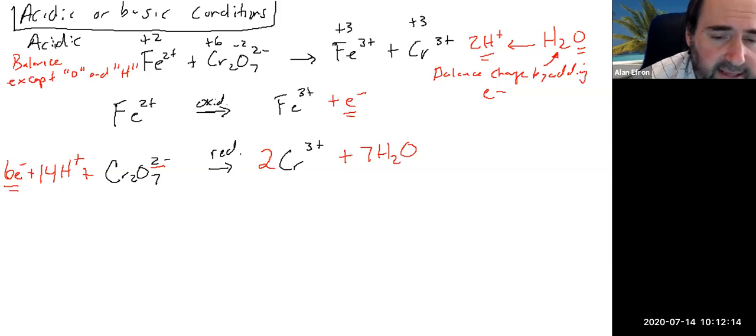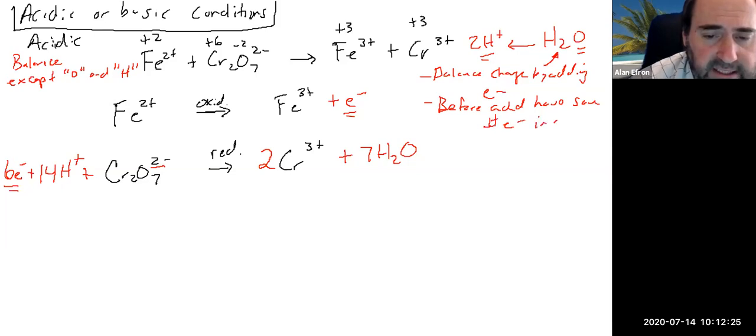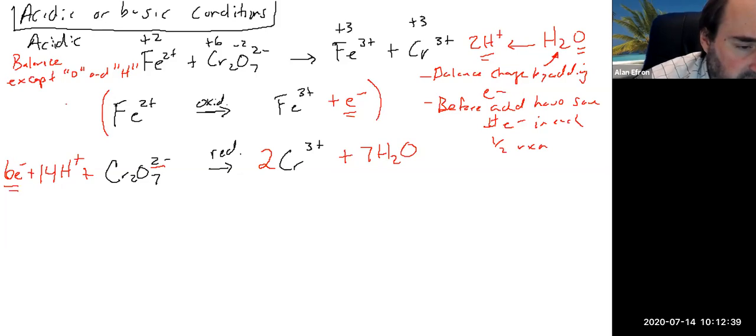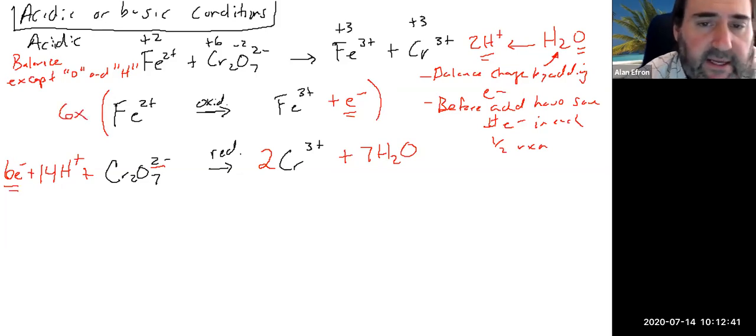But before you add them together, you need to have the same number of electrons in each half reaction. So in the top one, we only have 1 electron. In the bottom one, we have 6 electrons. So for the top one, what we need to do is multiply not just the electrons, but everybody that's there, by that number of 6. And that should get us all to the same number of electrons.